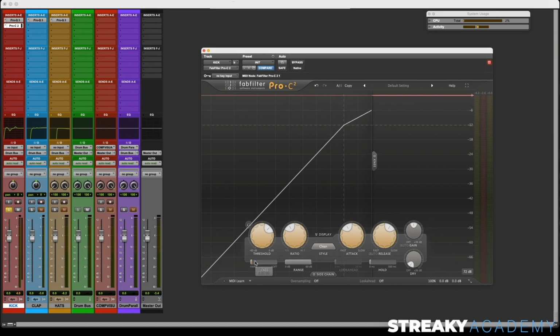A harder knee gives you more obvious compression. It's easier to hear and easier to pinpoint when something's been compressed, because it goes from not compressed at all to straight away being compressed by whatever our ratio number is. A softer knee gives a smoother compression characteristic, making it more transparent and less obvious to the ear. We're going to keep this just at hard knee for now, just to make sure that you can see a better or less confusing visual representation.